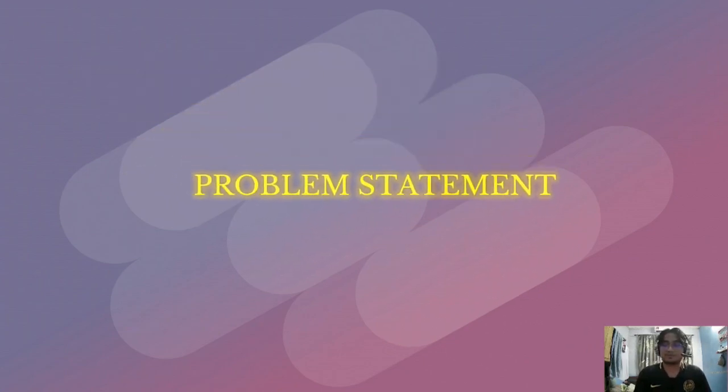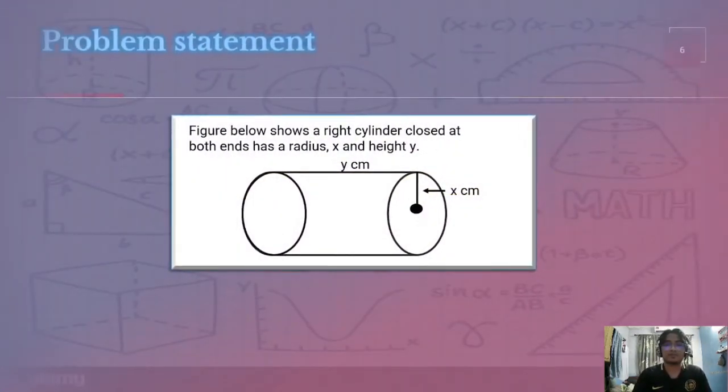Next, we go to the problem statement. For the question given, the figure below shows a right cylinder closed at both ends, which has a radius S and height Y. So we can see that S is the radius of this cylinder and Y is the height of this cylinder.